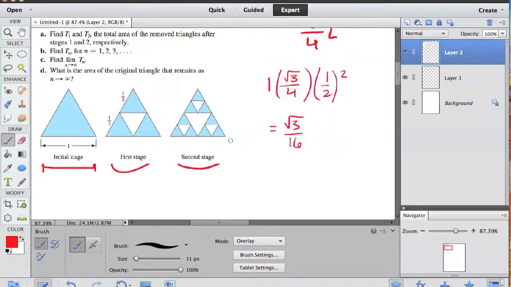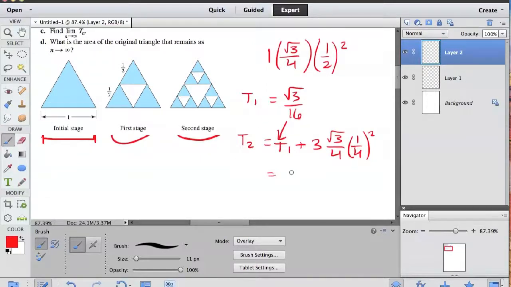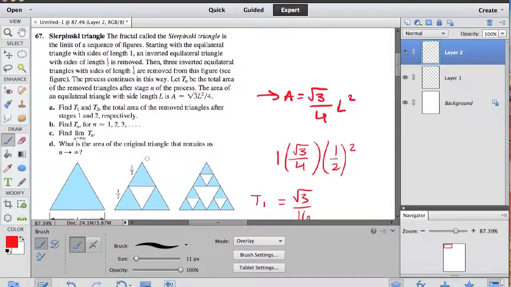For the second stage, we've got the first triangle plus 3 more triangles of side length a quarter. So we're going to have T1 plus 3 times root 3 over 4 times a quarter squared. And that's going to give us 7 times root 3 over 64. So now we're asked to find a general solution for Tn.